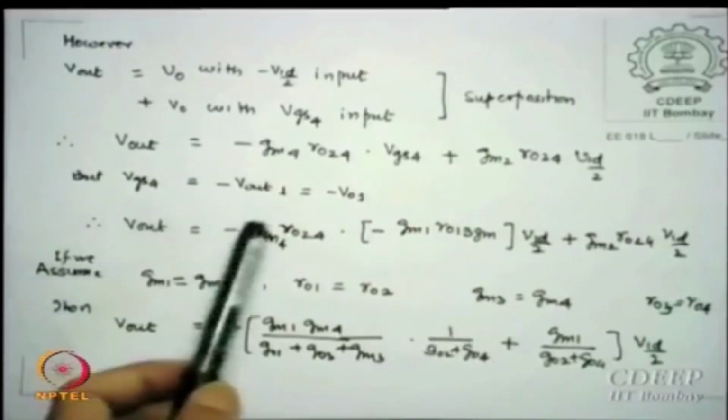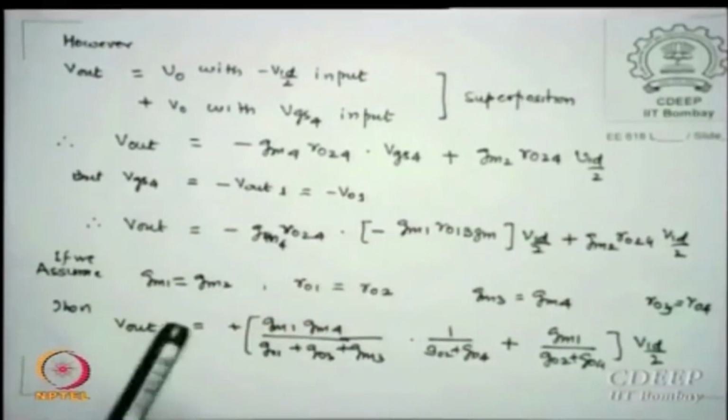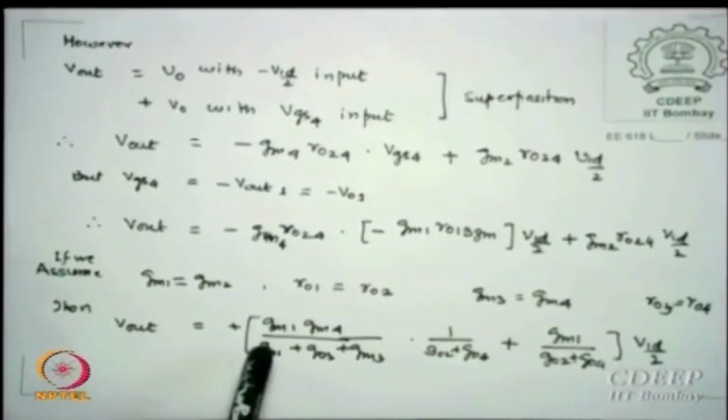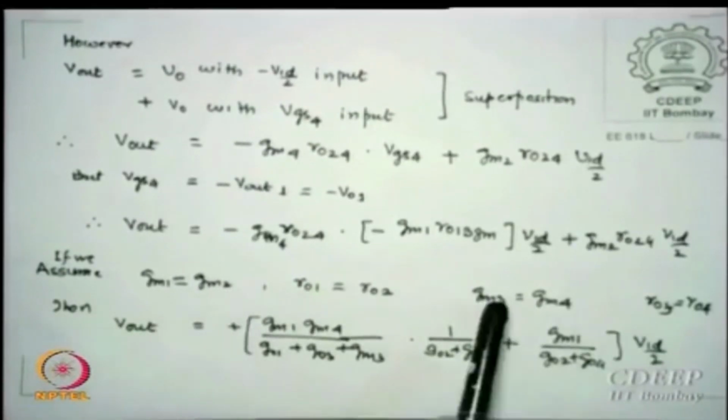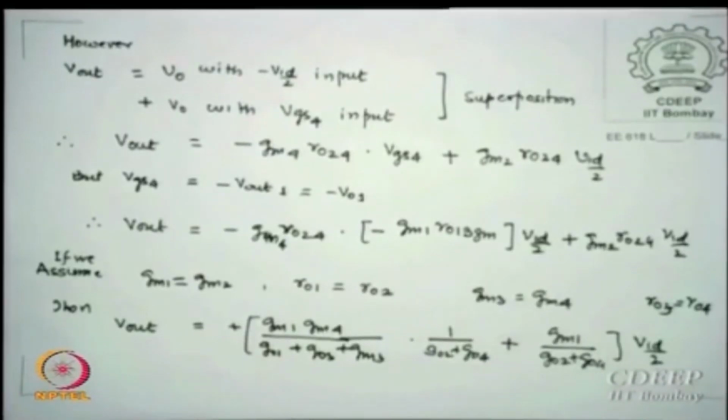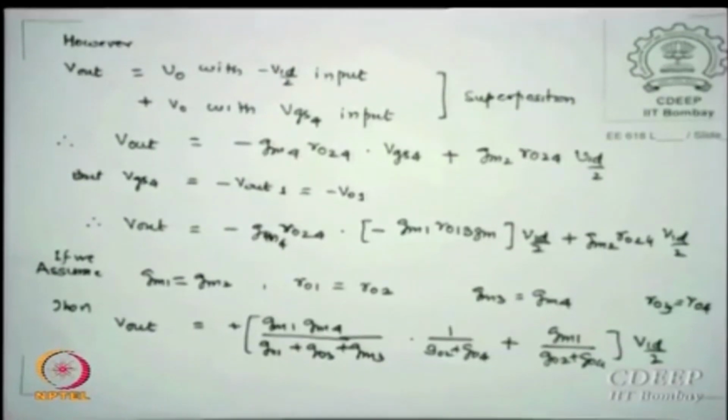Once again VGS4 is Vout1 minus this, and by substituting, finally I get Vout equal to GM1 GM4, assuming right now GM1 is GM2, GM3 is GM4, and all p channels are identical or n channels are identical. That means what is identical? Their W by Ls are identical, their thresholds are identical. Is that correct? The word identical means mu Cox is constant, mu n Cox is the same for both, VTs are the same for both, and W by Ls are the same for both.